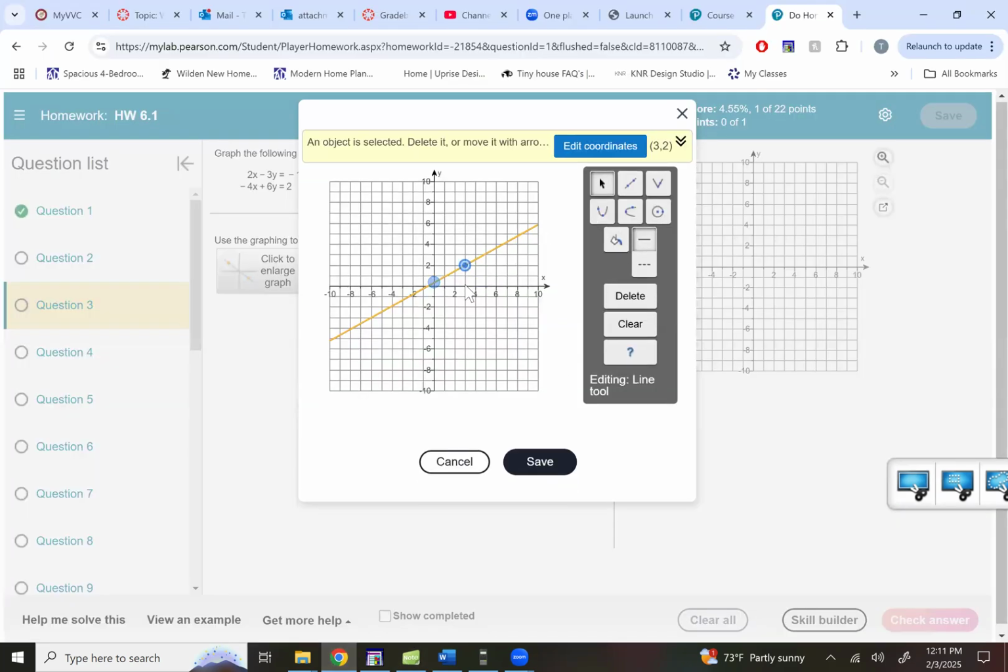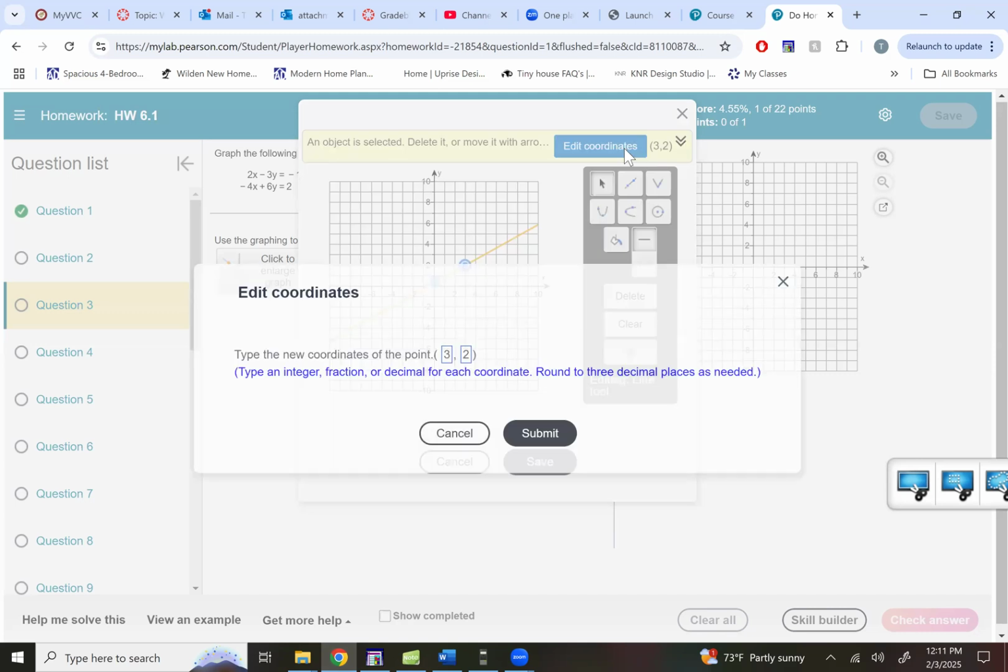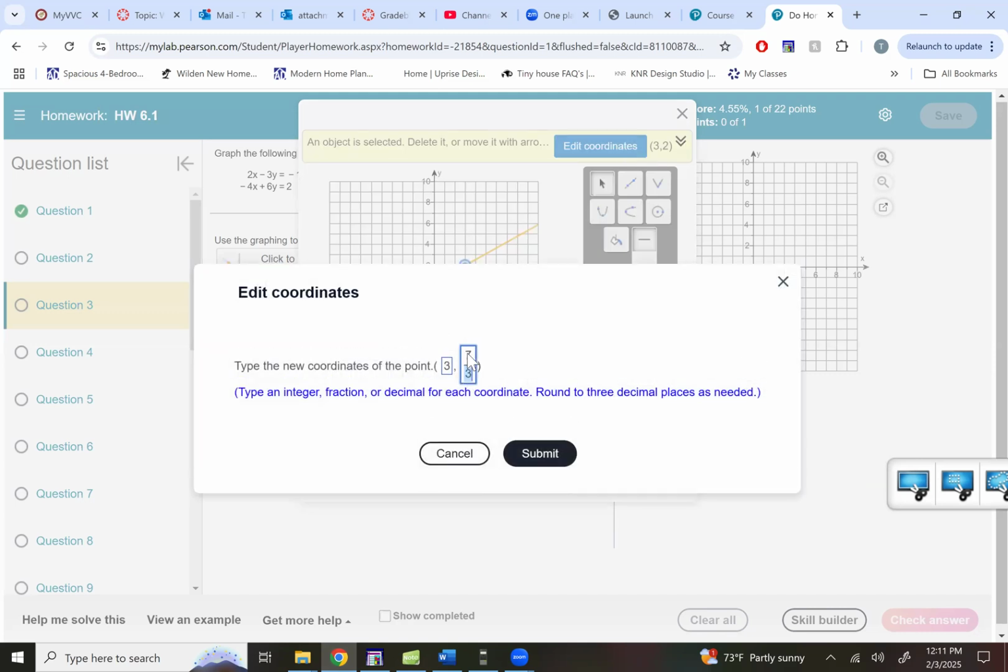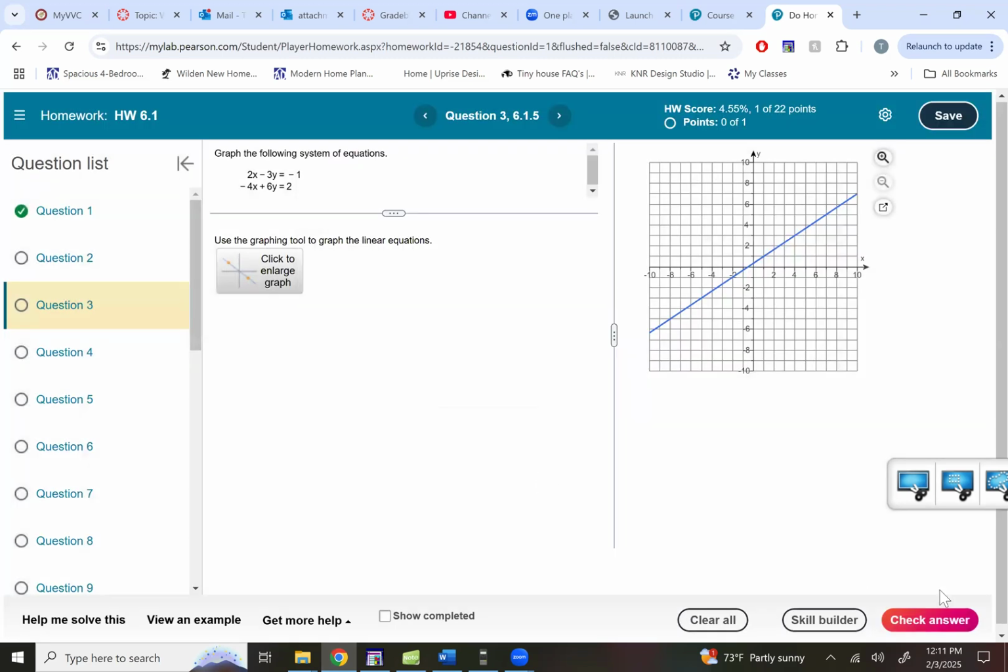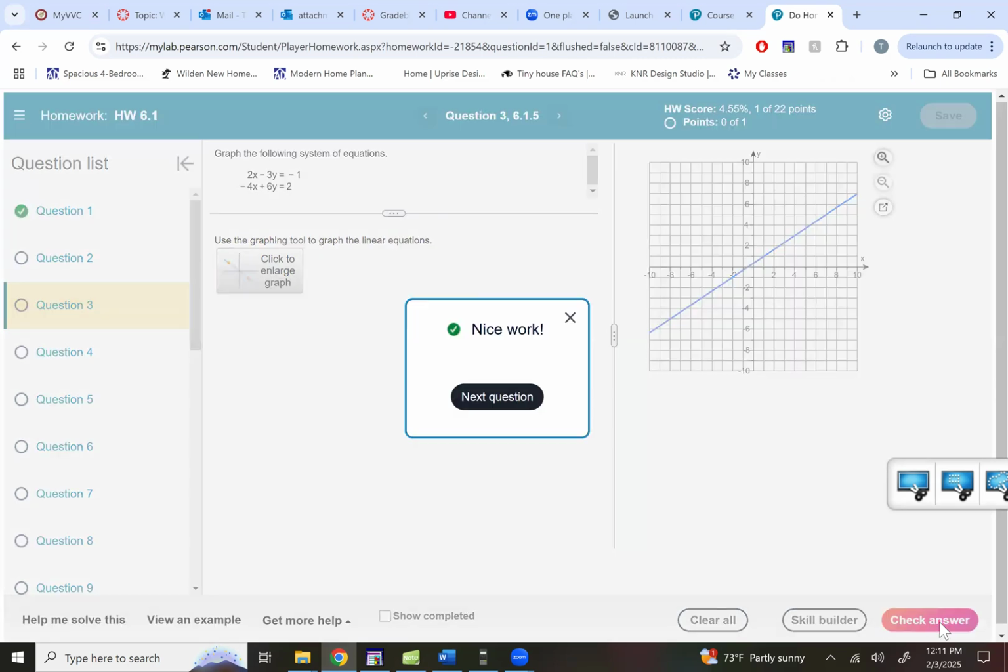So let me edit this one to 3, 7/3. All right. And it's the same line twice. I wonder if it's going to make me graph it again, because that's kind of weird. Let's see what it does. Oh, I just graphed the 1. Okay. I didn't know if it wanted me to graph a line on top of a line or not.